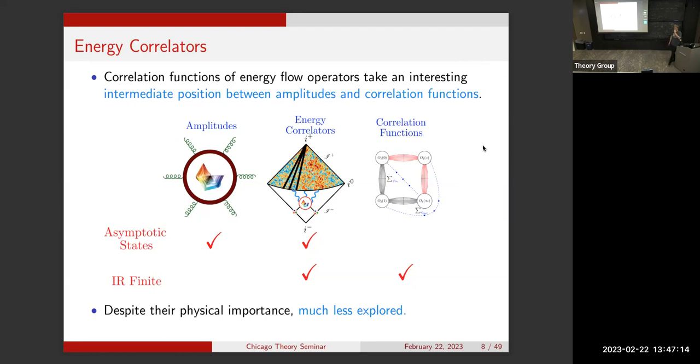Why is that, soft, say? No, it's not infrared safe, yeah. But the non-conformal corrections can be handled in a much nicer way. So you can do some kind of matching between the perturbative energy flow detector and the non-perturbative energy flow detector. And this can be handled in a much nicer way than for other charges. Yeah, that's a very good question.